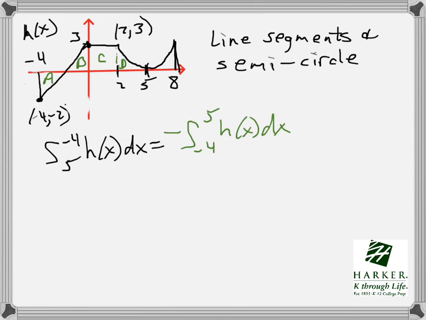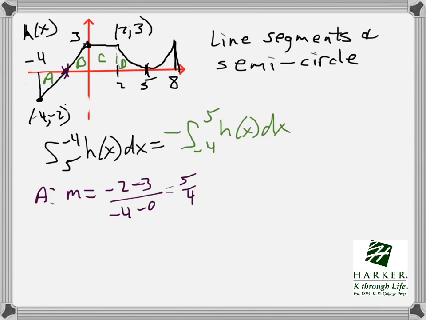So to speak. So we're going to find the area of A, see that A up there? We're going to find the area of A, and then the area of B, and then C, and then D, and then we're just going to add them together. So for A, that's a triangle. Well, I need to find the x-intercept so I can find the area of that triangle.